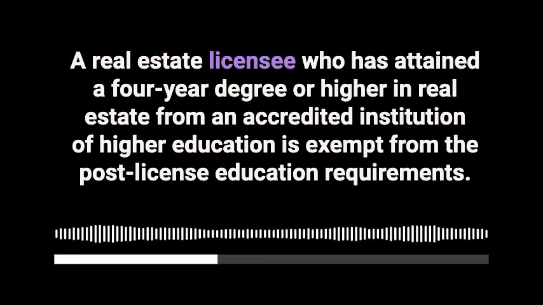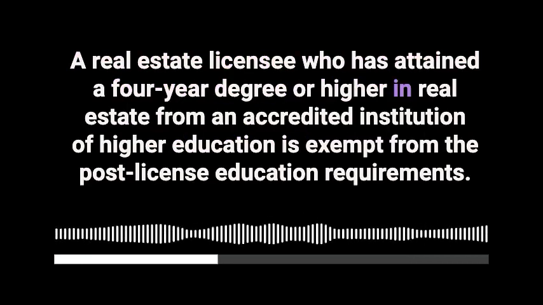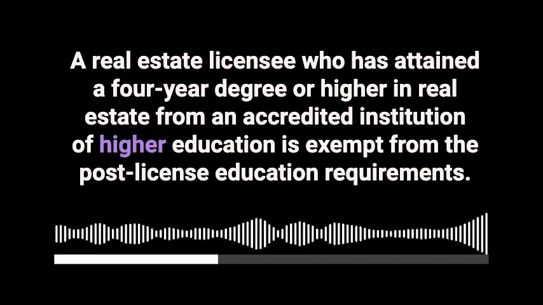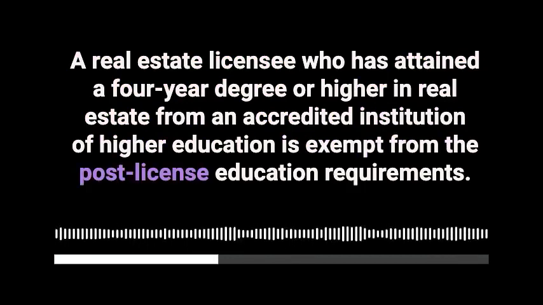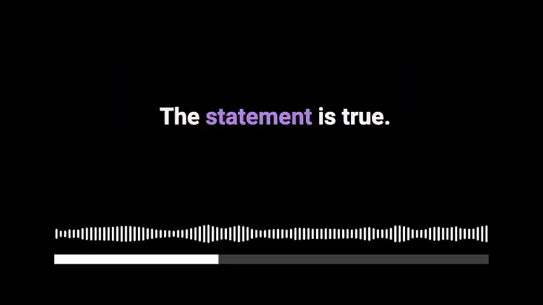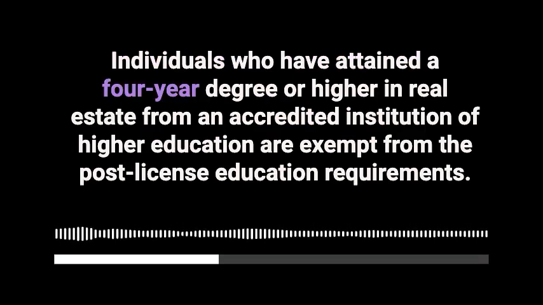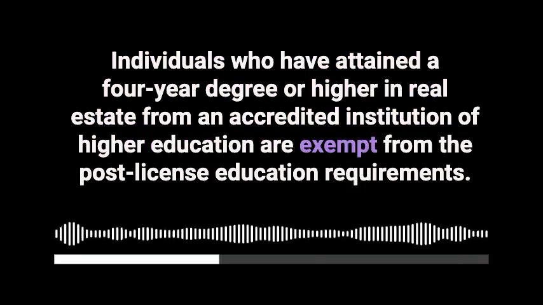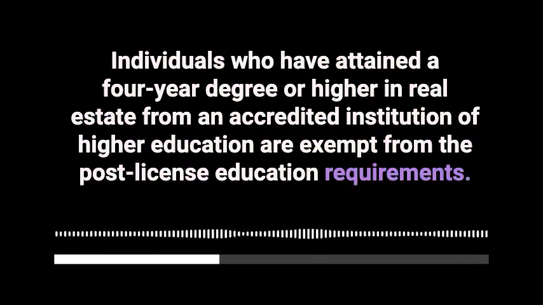Question number 2 of 3. A real estate licensee who has attained a 4-year degree or higher in real estate from an accredited institution of higher education is exempt from the post-license education requirements. The statement is true. Individuals who have attained a 4-year degree or higher in real estate from an accredited institution of higher education are exempt from the post-license education requirements.